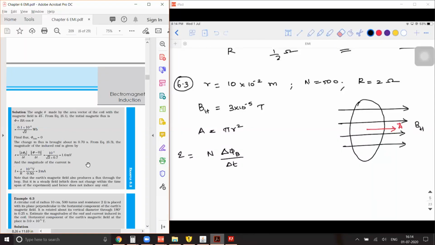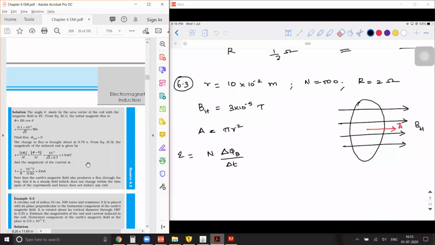Okay. Sir, one doubt. When the coil is rotated about its vertical diameter, will the area vector also be changing, sir? Yes, that's simple. Whichever direction you have considered as the initial direction of the area vector, that will obviously be changed by a factor of how much? It will change by a factor of 180 degrees.